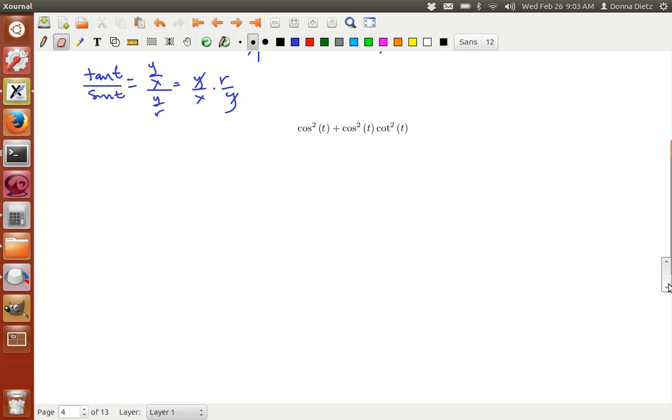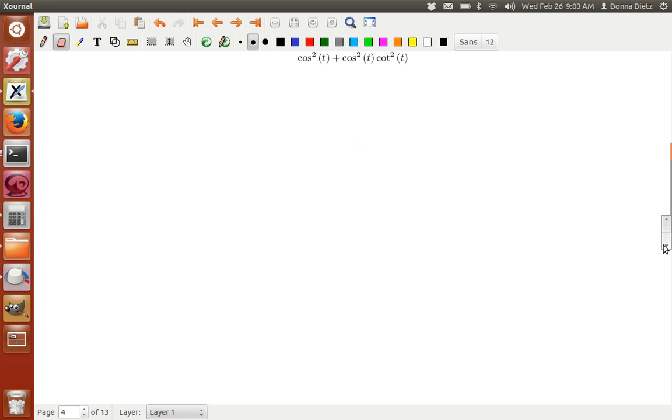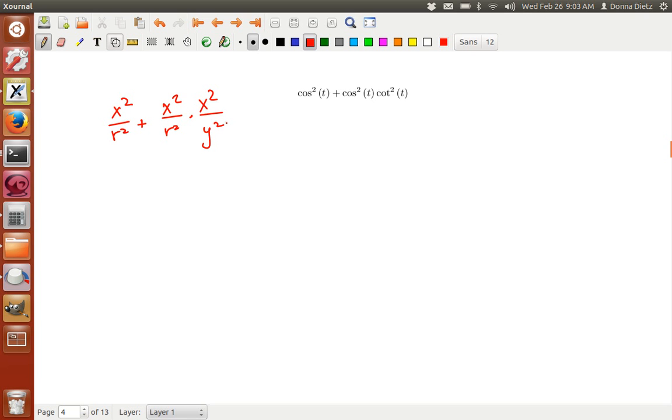Right. Let's talk about this one here. Cosine squared plus cosine squared times cotangent squared. So you can factor out cosine squared first if you would like to. It's not necessary, but you can do that. And I'm going to not do that for now. So cosine squared is x squared over r squared. And then you get x squared over r squared again, and cotangent squared is x squared over y squared. So we've converted everything to x, y, and r.